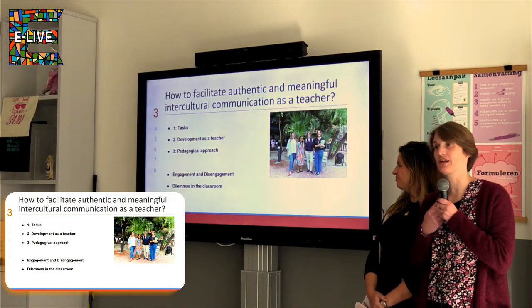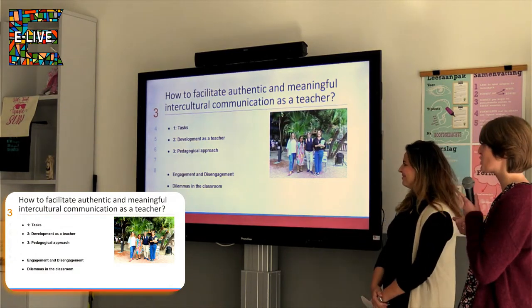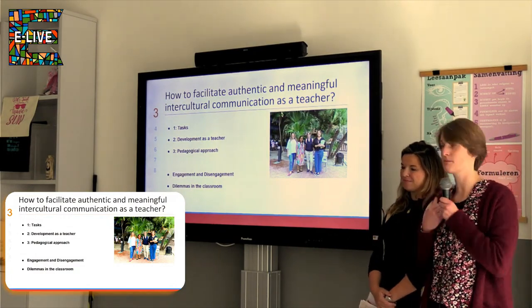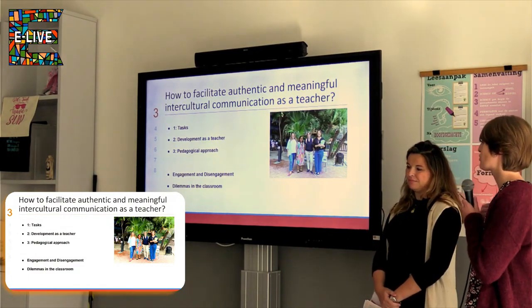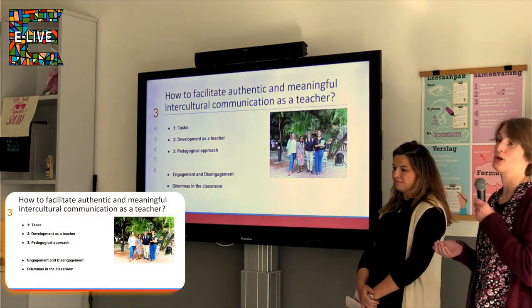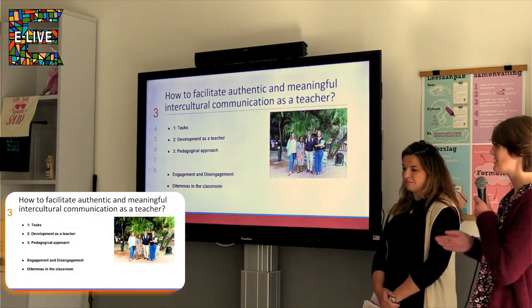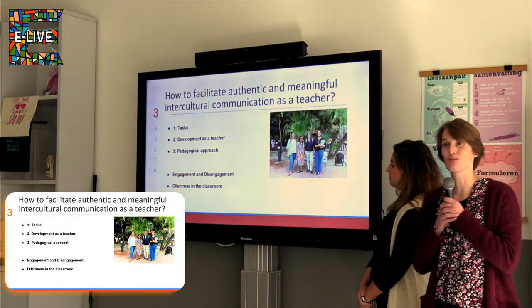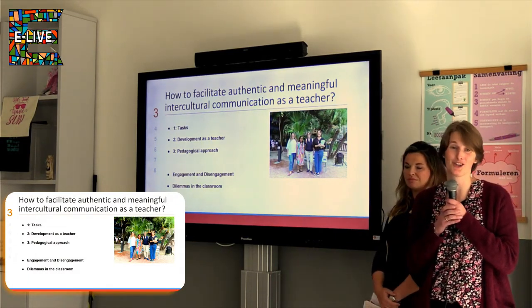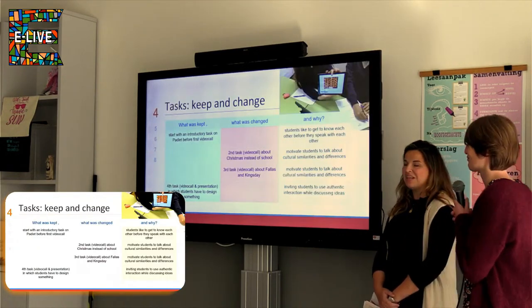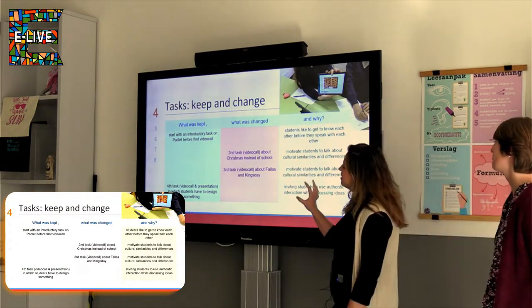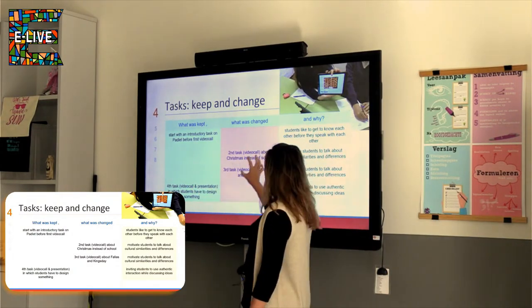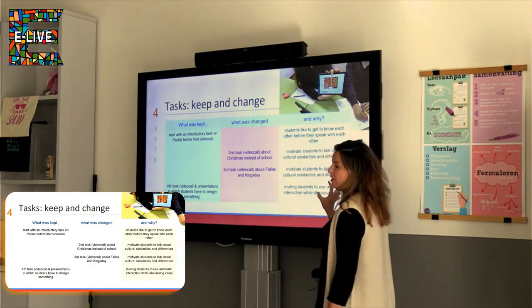Well, we tried to work on that by changing the tasks we used in the first year and adding more explicit cultural elements to that. We also worked on our development as teachers and our pedagogical approach. Besides that, we'll also say a bit more about engagement and disengagement and share some dilemmas from our classrooms with you. So basically here we have a little table with what was kept from the first year that we were working together, what we changed, and the reason why we did so.